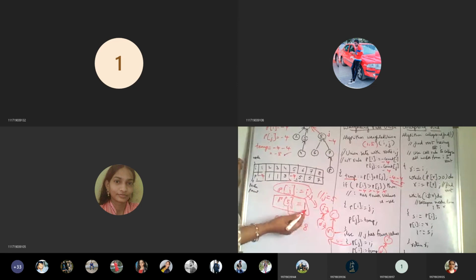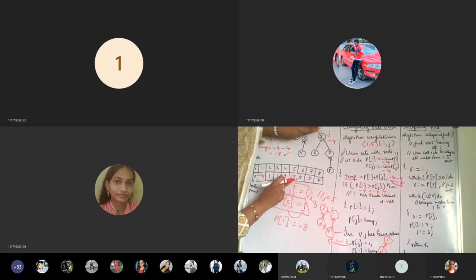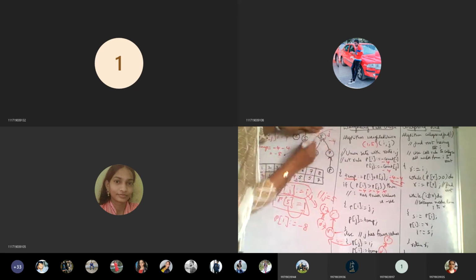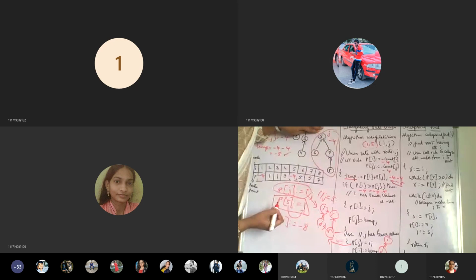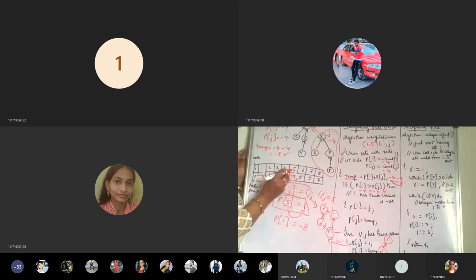Graphically I am telling you this, but in the array representation, where we store those values in computer memory, the values also need to be changed. How will it be done? P of 5 is equal to 1. P of 5 earlier was minus 4. Why? Because this was not a union, this was a disjoint set. It was minus 4, meaning 5 is the root, and negative means it has 4 nodes with it.